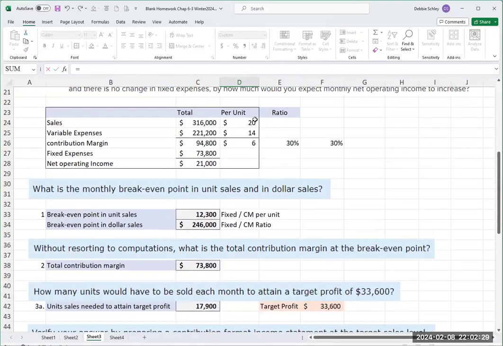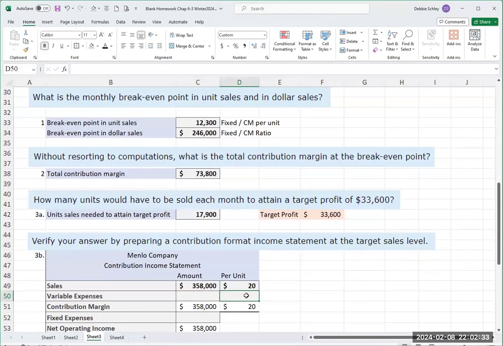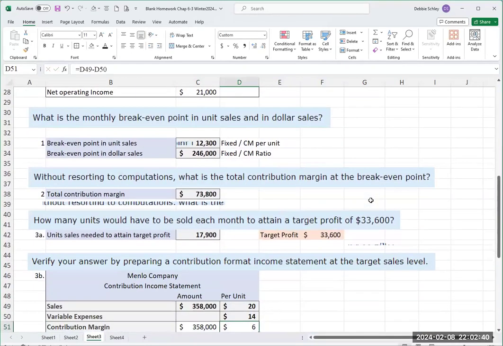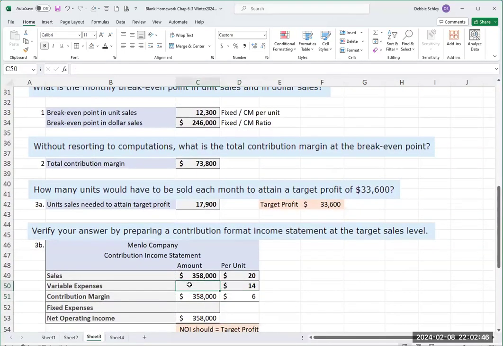So I'm going to move that down here, equals 20. And I also need to put in my variable, which was 14. Okay, and that gave me my 6, so I did it right. So then again, equals the units from 3A times my variable per unit.